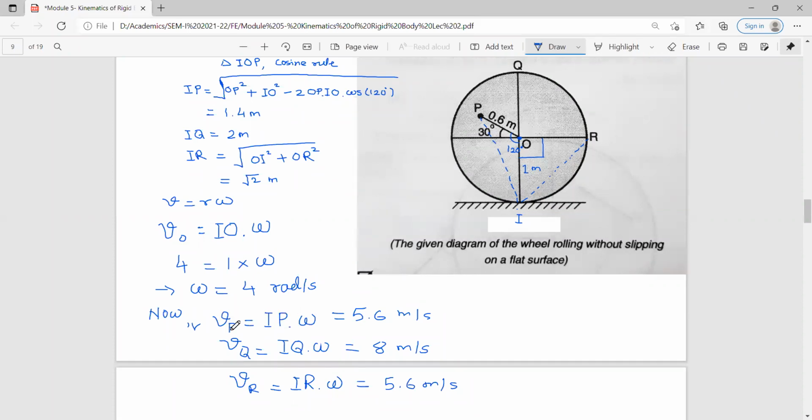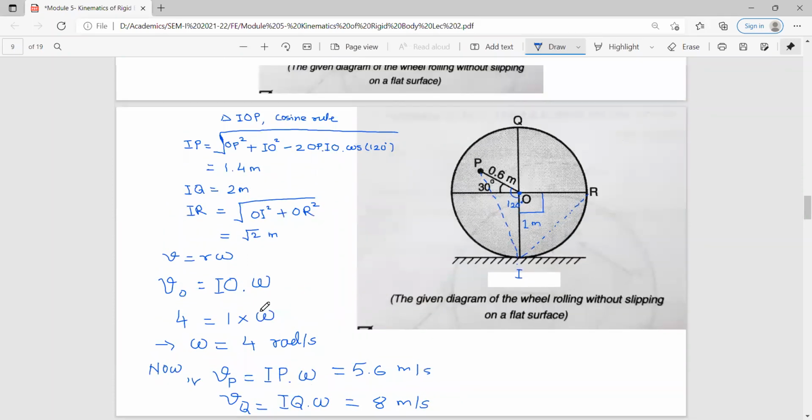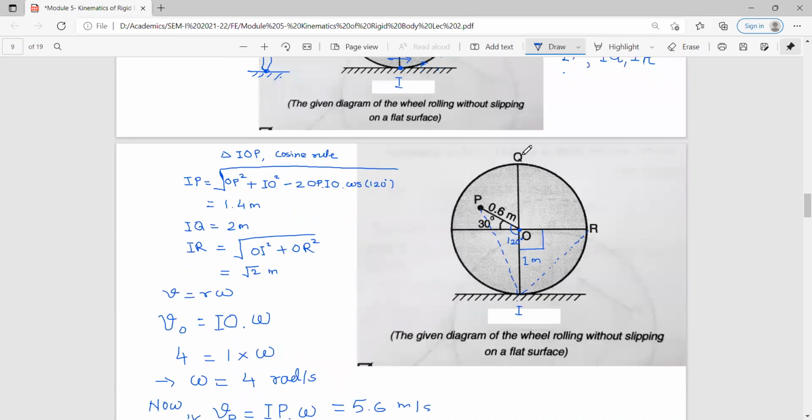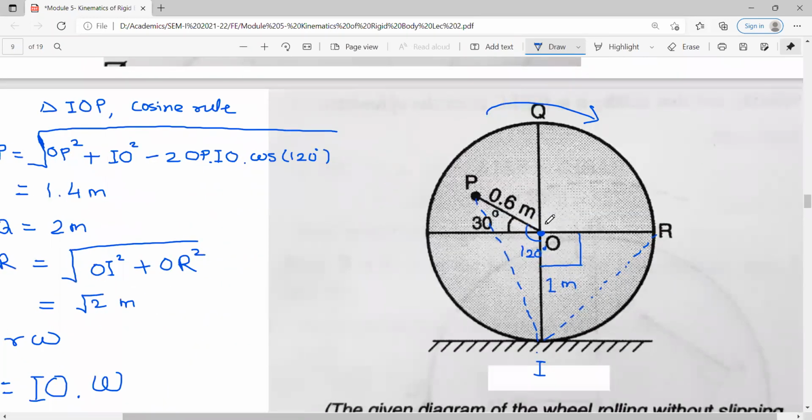So point P का direction क्या होगा? See, it is moving like this. So what will be the direction of point P? So what is the radius? Radius of point P is IP. So perpendicular to that. See, like this. Perpendicular to that will be the direction of velocity of point P. Perpendicular to radius.